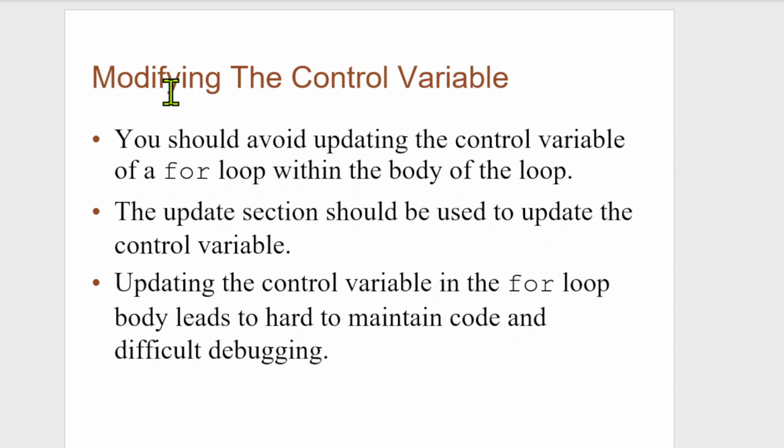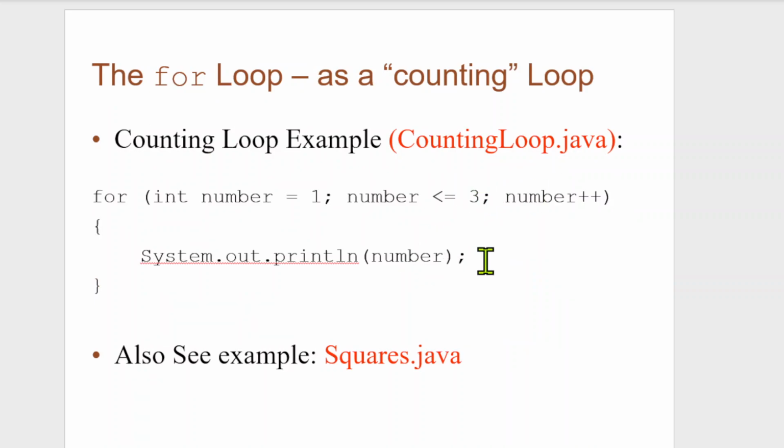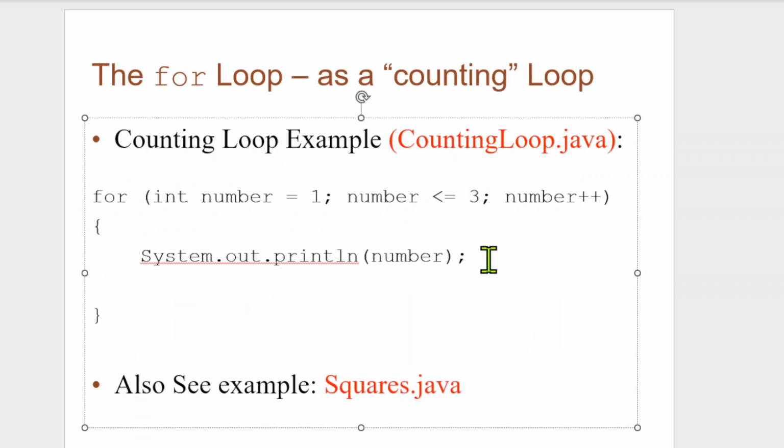You should avoid updating the control variable in the loop, and what they mean by that is instead of using a decrementer here, this number plus, you could have, and you'll see people do this, and it would do the same result. The number would keep adding.